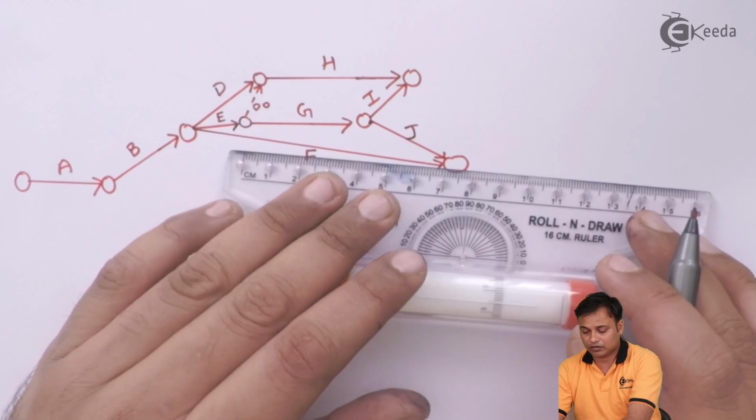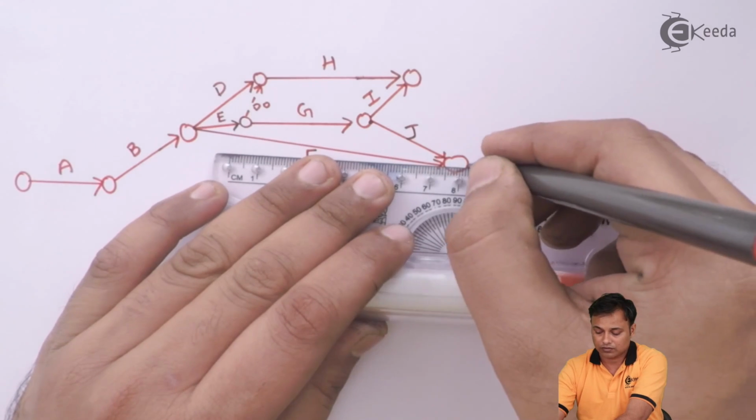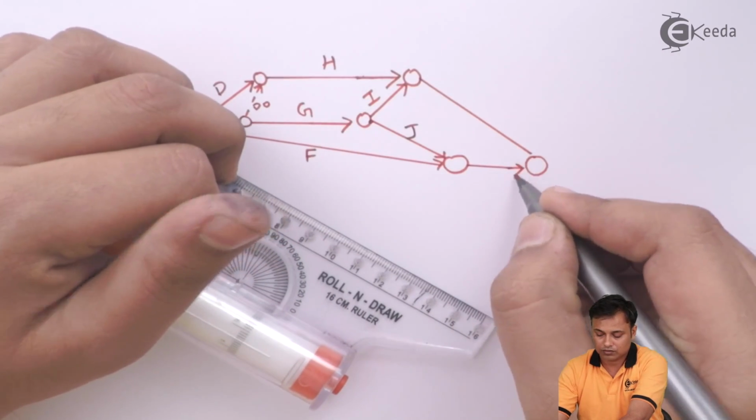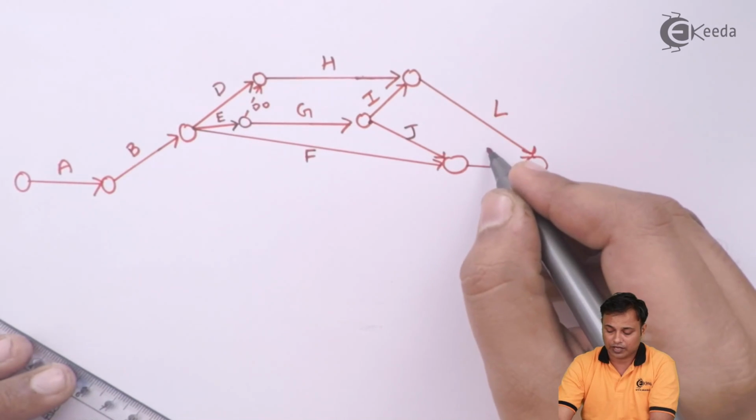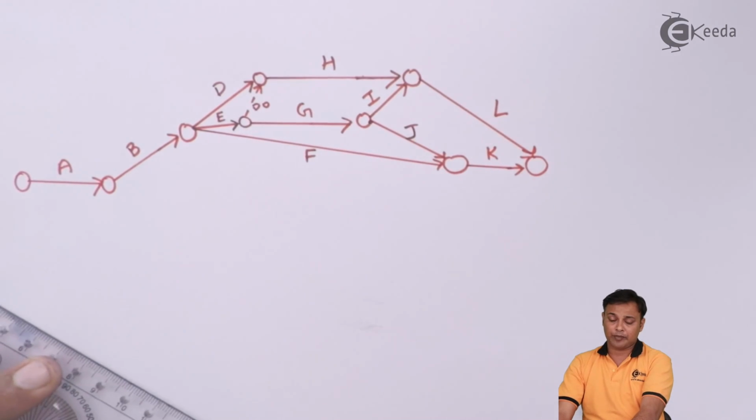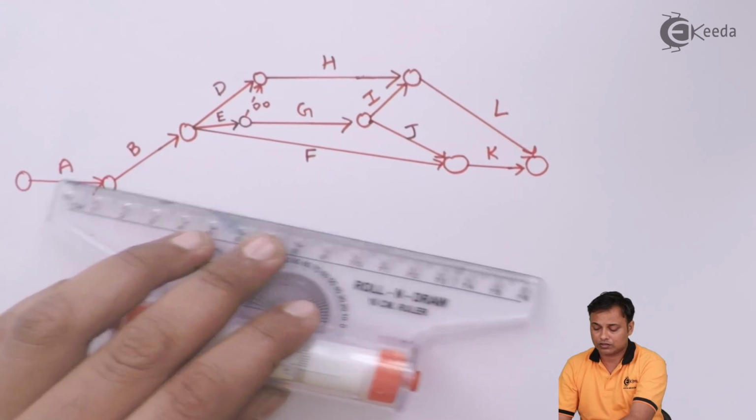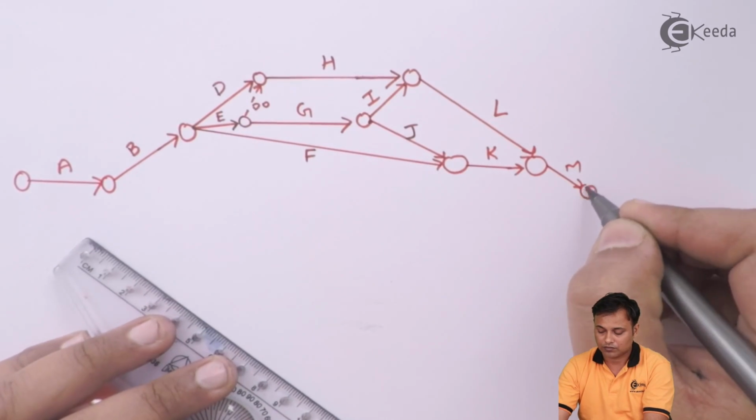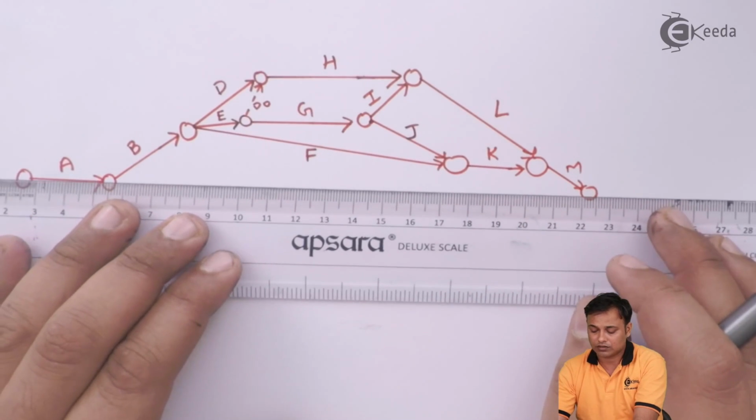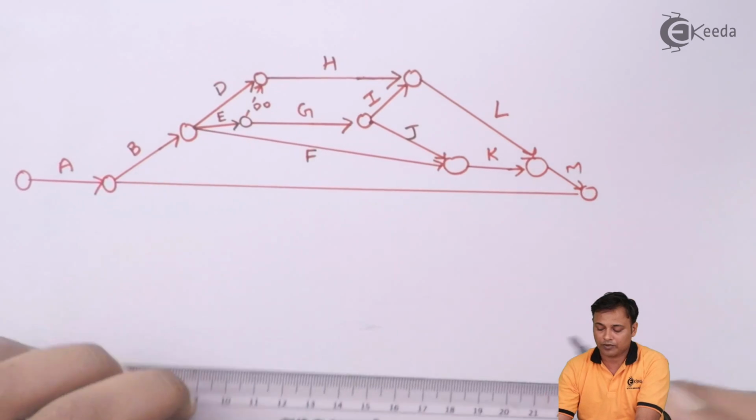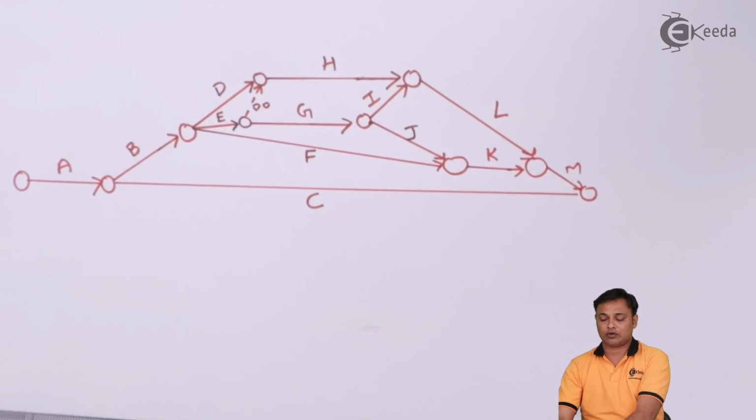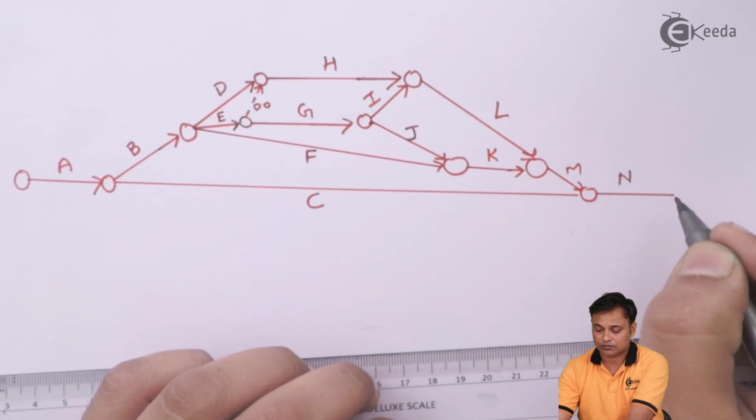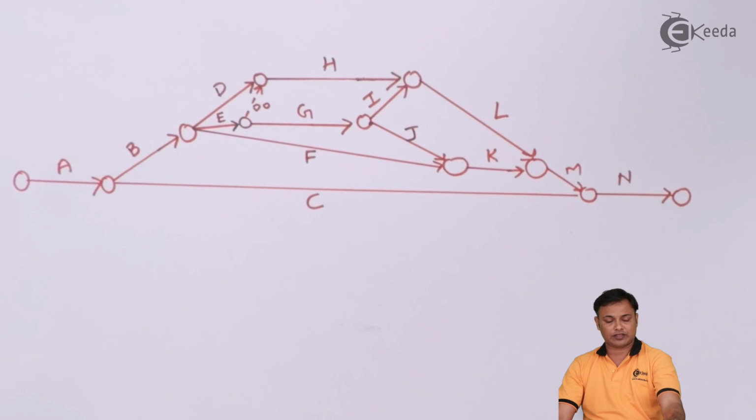Now we need to join K and L. This is my K. This will be my L. Here it is my L, here it is my K. And then the final will be M and N. Remember we have not yet drawn C. I'll draw first M. And then I'll draw directly C from A. And once I have drawn M and C, I'll draw N. So this is my final diagram.